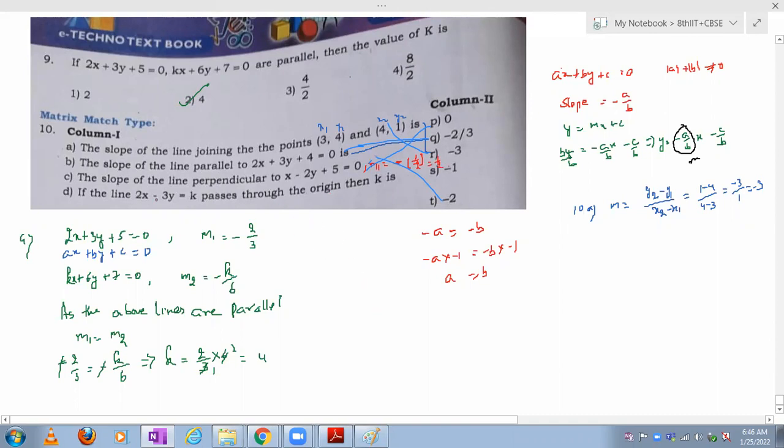Suppose the required line slope is m, and the given slope is 1 by 2. Product of their slopes is minus 1. So m is equal to what then? 2 into minus 1, minus 2. So the answer we have to keep here is minus 2. Got it?